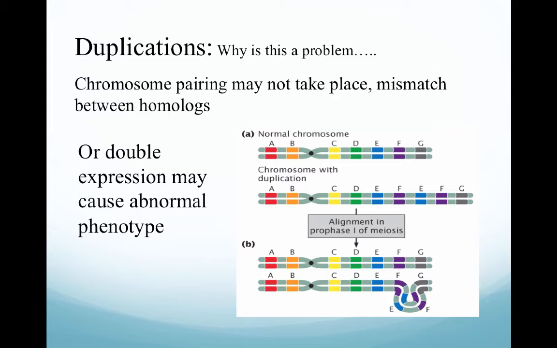So duplications are going to be a problem because the pairings may not be able to take place in the way that they need to because of this mismatch between the homologs.